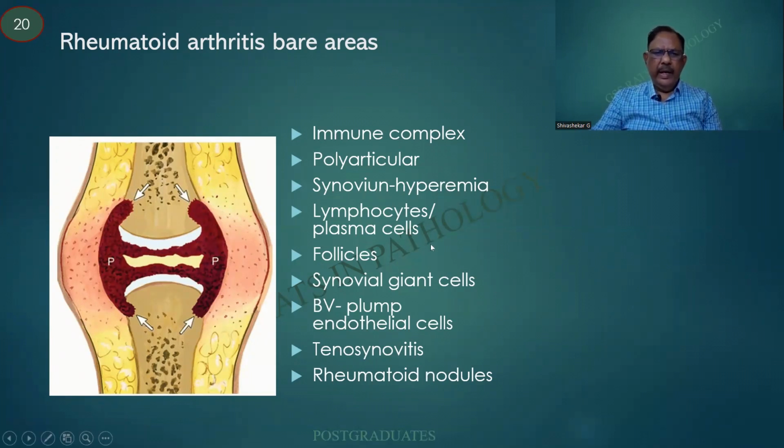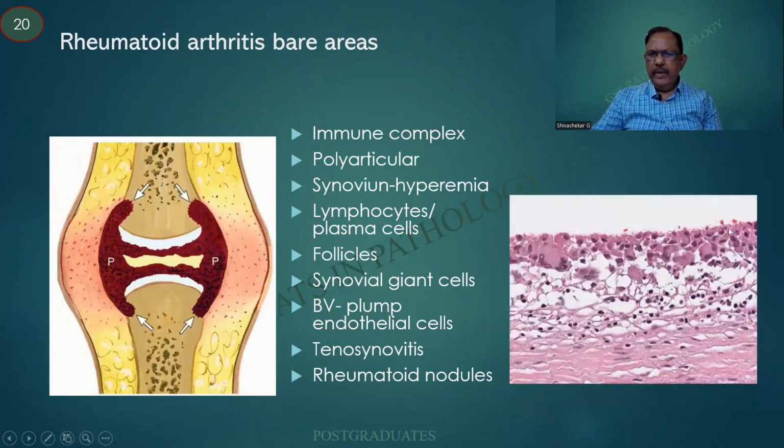Lymphocytes, plasma cells, and follicles can be seen. There can be something called synovial giant cells. That is why I emphasized in the previous slide the differential diagnosis for the giant cells. Blood vessels will be showing plump endothelial cells, tenosynovitis, and rheumatoid nodules can also be seen. This is a good list for you to reproduce. And this is the synovial membrane. You find that there are synovial giant cells. These should not be mistaken for Langerhans giant cells or Touton's giant cells.